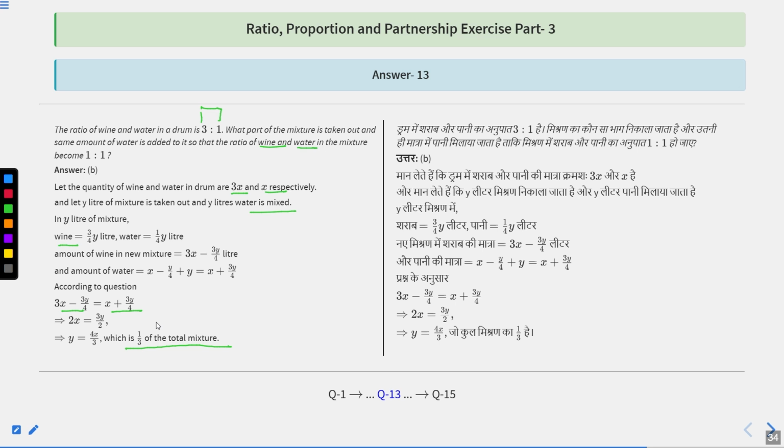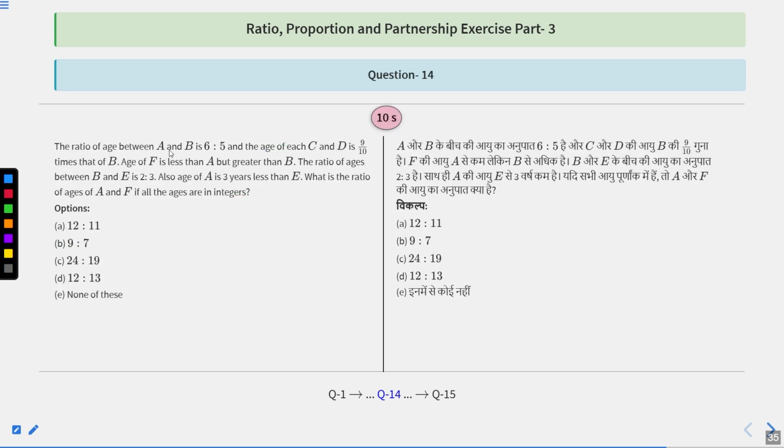Clear? Next one. The ratio of age between A and B is 6:5, and the age of each C and D is 9/10 times of B. Age of F is less than A but greater than B. The ratio of ages between B and E is 2:3. Also, age of A is 3 years less than E. What is the ratio of age of A and F, if all the ages are in integers? So you have 5 options and 10 seconds to analyze the question. Your time starts now.